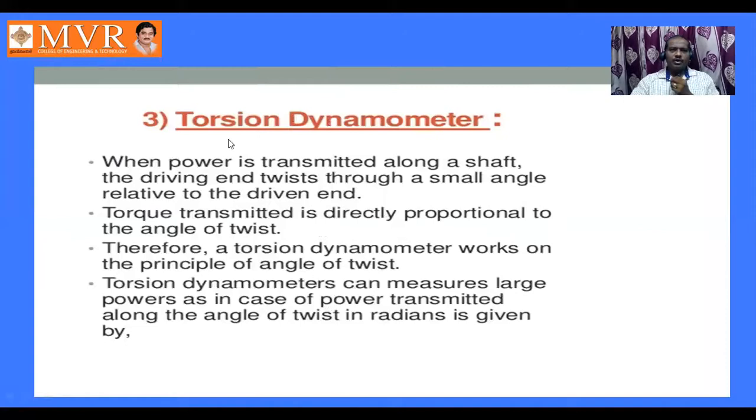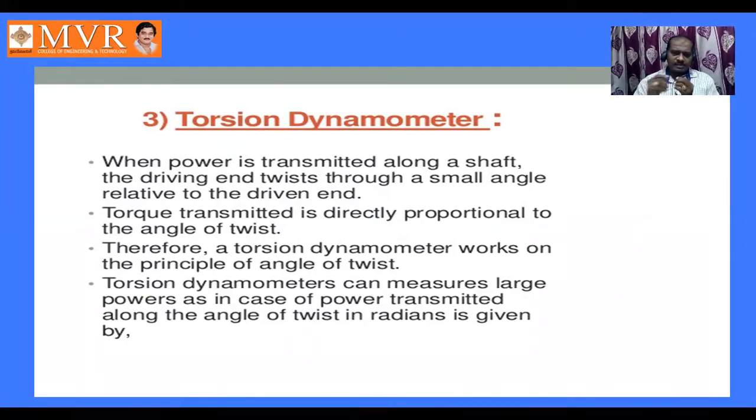That is the torsion dynamometer. When the power is transmitted along a shaft, the driving end twists through a small angle relative to its driven end. Torque transmitted is directly proportional to the angle of twist. Therefore, a torsion dynamometer works on the principle of angle of twist.